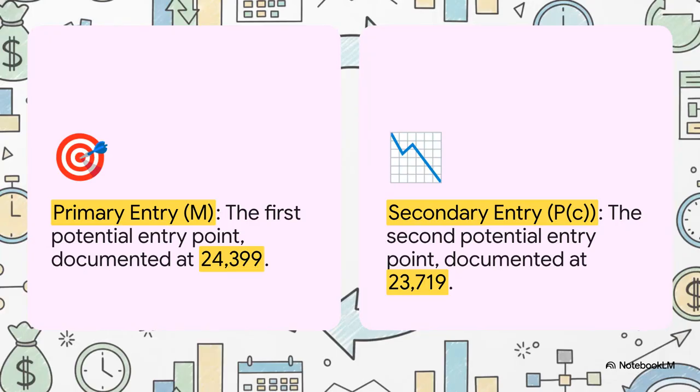Right from the get-go, the plan laid out 2 potential entry points. The main one, the primary entry M, was that $24,399 level we just saw. But there was also a secondary entry, which is labeled P of C, and that was defined down at $23,719. And it's important to remember, both of these levels fall under the umbrella of that initial Phase 1 plan.